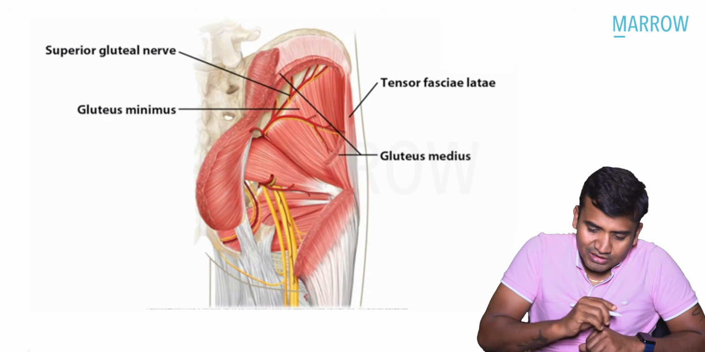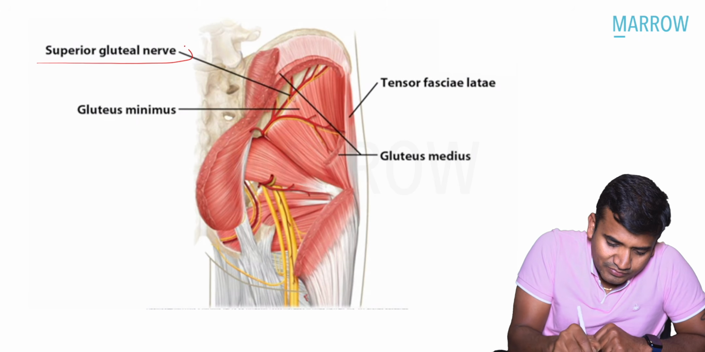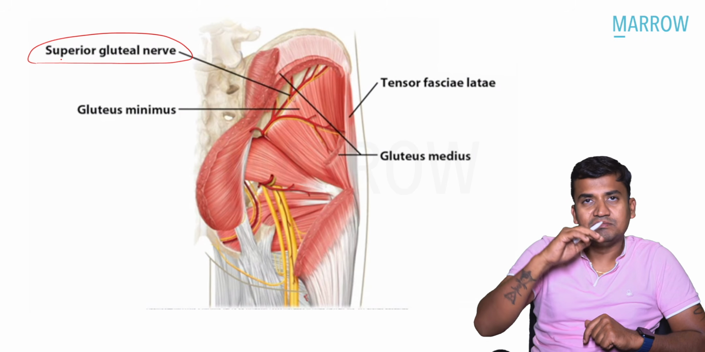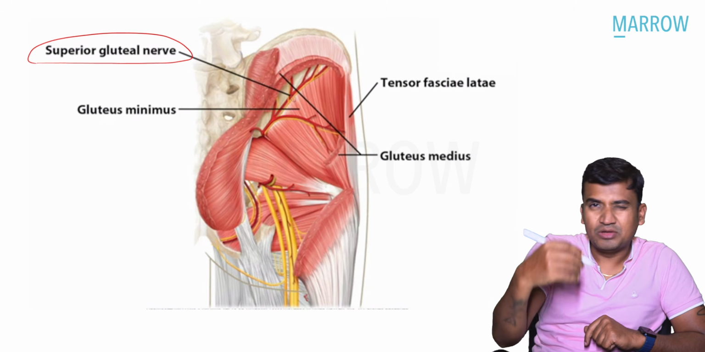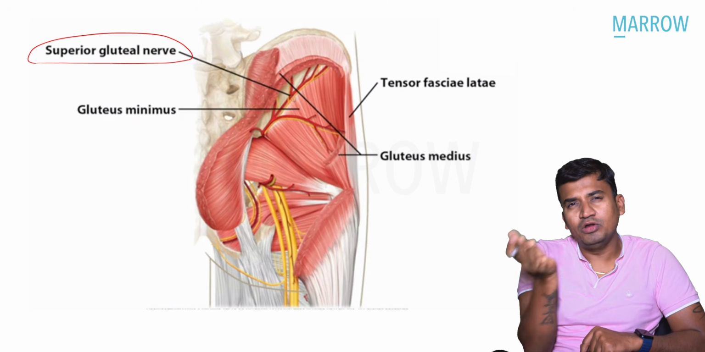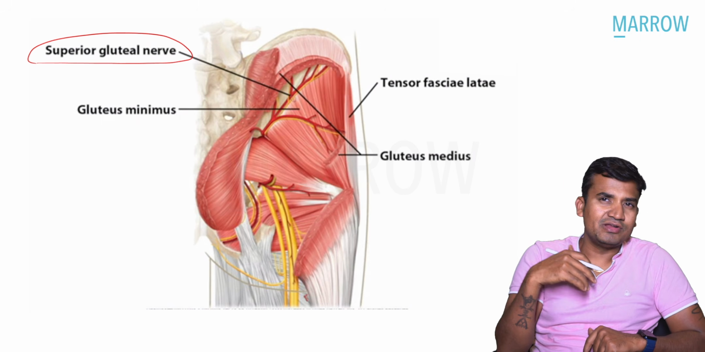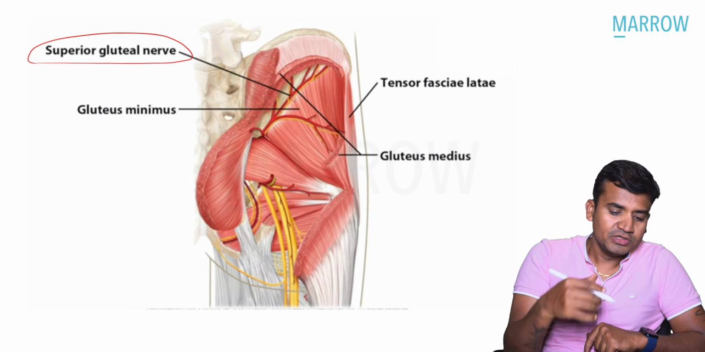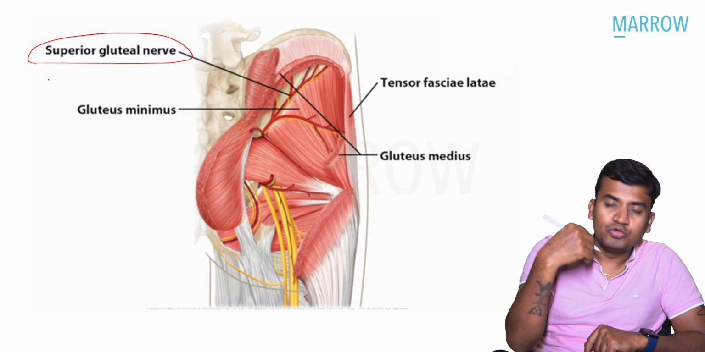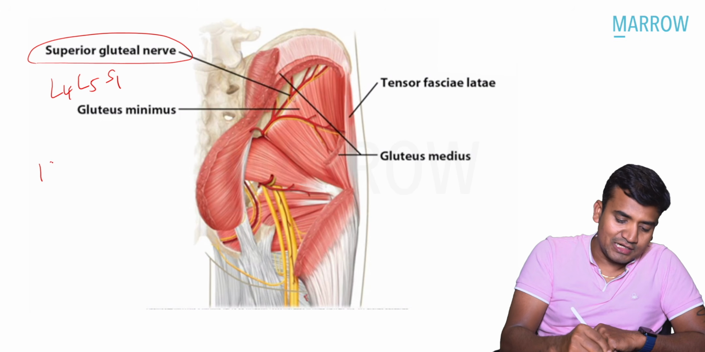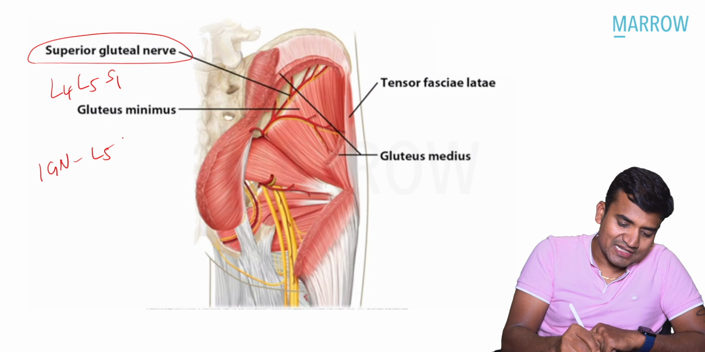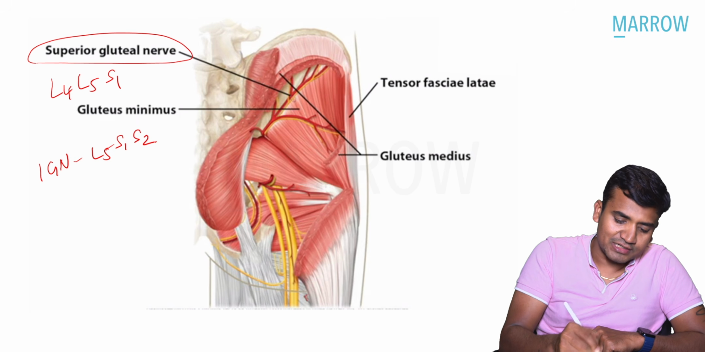See here, this is our superior gluteal nerve. The superior gluteal nerve is emerging. It is a branch of sacral plexus. Root values they won't ask you; root values are old questions. In the new format, we are not getting any question about the root value. For completion's sake, the root value for superior gluteal nerve is L4, L5, S1. Similarly, inferior gluteal nerve, L5, S1, S2.